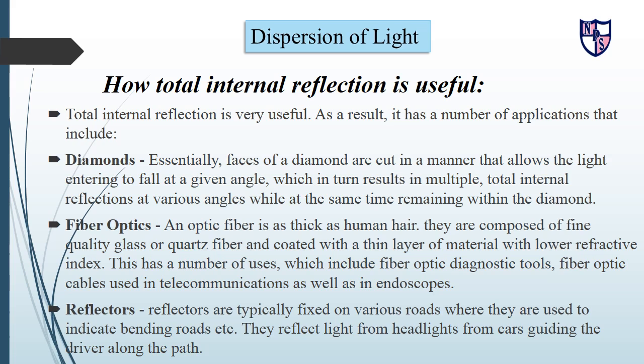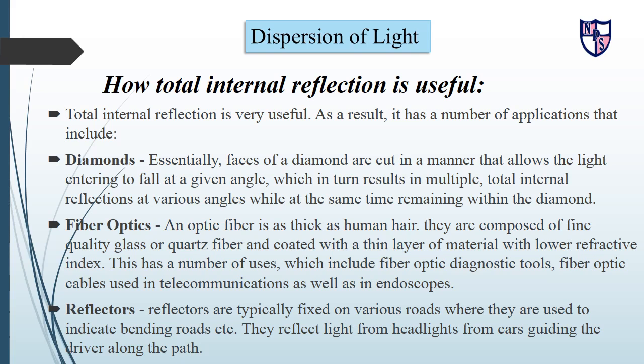Next, fiber optics. An optic fiber is as thick as a human hair. They are composed of fine quality glass or quartz fiber and coated with a thin layer of material with low refractive index. This has a number of uses, which include fiber optic diagnostic tools, fiber optic cables used in telecommunication, and endoscopes, where fiber optics are used by physicians to view inside the body.